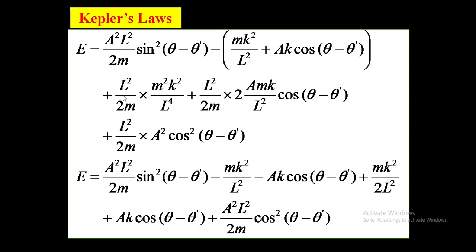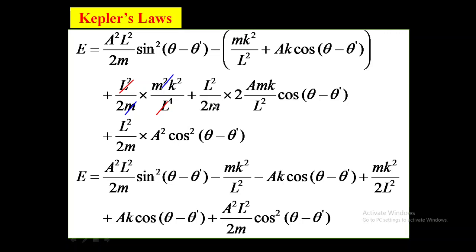We are multiplying L square by 2 for the whole term because this term is common to that bracket. After multiplying, we'll get the first term as it is, a square L square by twice m sine square (theta minus theta dash). In the second term I will open the bracket: minus mk square upon L square plus a k cos(theta minus theta dash), plus here look at L square and L to the power 4, L square will remain and cancel out, so only mk square in the numerator upon 2L square.